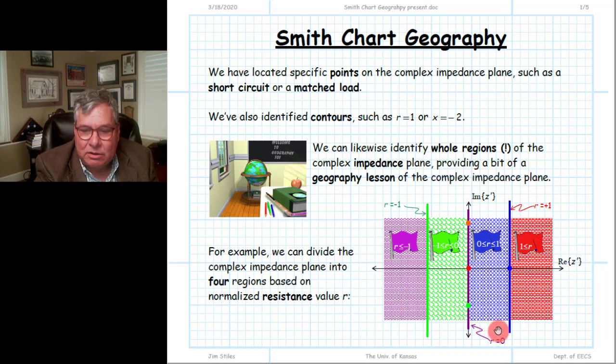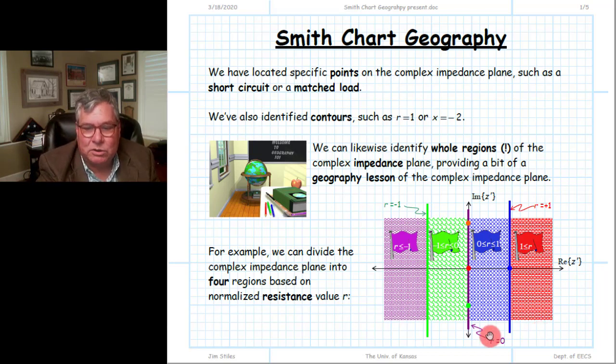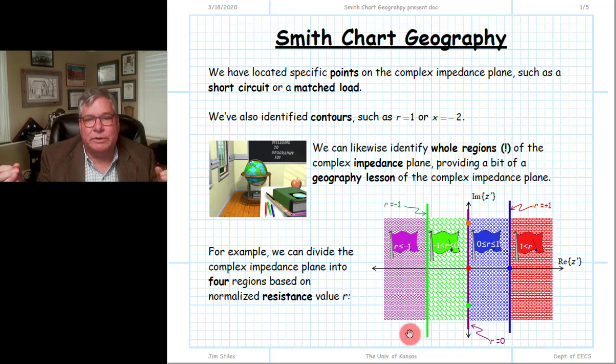If we look at the right two regions, where the resistance is greater than 0, of course, by definition, these regions reside entirely in the valid region of the impedance plane, where the real part is greater than 0. And of course, that means the left two regions, the green region and the purple region, reside in the invalid region of the complex impedance plane. And so if we look at each of these four regions, we find that they reside entirely in the valid region for two of them, or the invalid region for the other two.